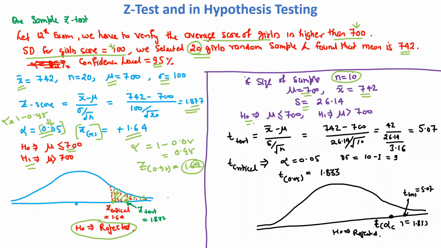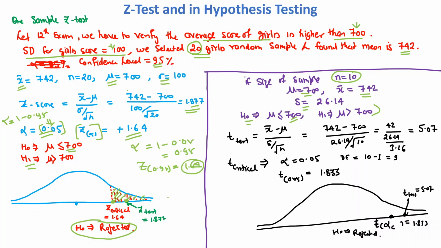So H naught would be mu is less than or equal to 700, and the alternate will be mu greater than 700. It is saying to verify that the average score of girls is higher than 700. So if the average score is equal to 700 or less, then we will say the null hypothesis is accepted. Otherwise, if the average score is greater, we will reject the null hypothesis.